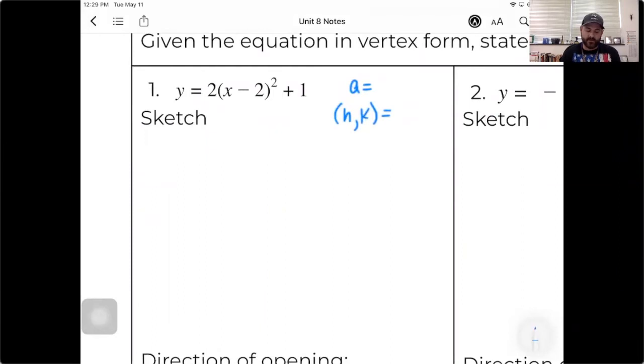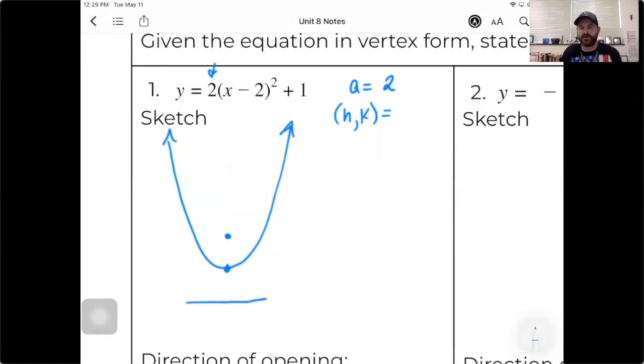So my a value comes from this point right here. That's a positive 2. Since a is positive, this opens up. Like a nice big sketch. And I automatically put my point for my focus, my vertex, and my directrix line. I automatically fill those pieces in.